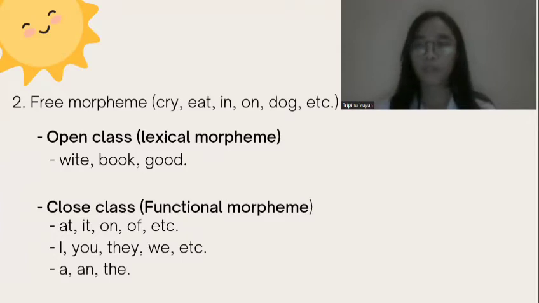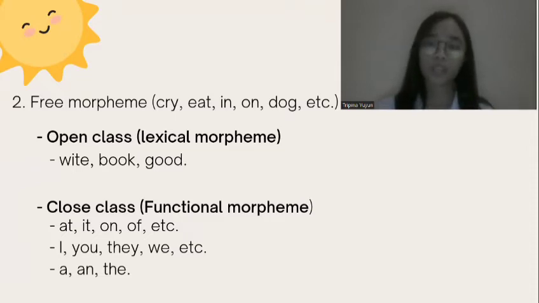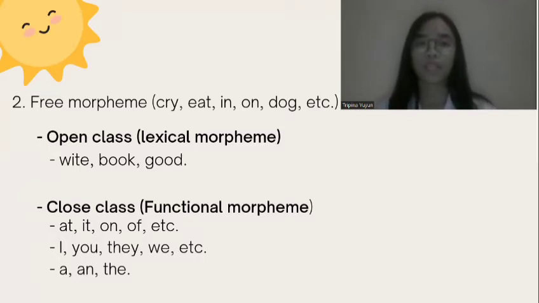And also, free morphemes have two parts. The first one is open class, also known as lexical morphemes. These morphemes are just words that cannot be divided anymore, like write, you cannot divide it into another word, right? So it's open class. Another example of open class is book, good, etc.